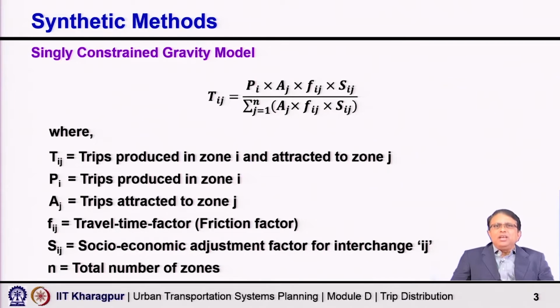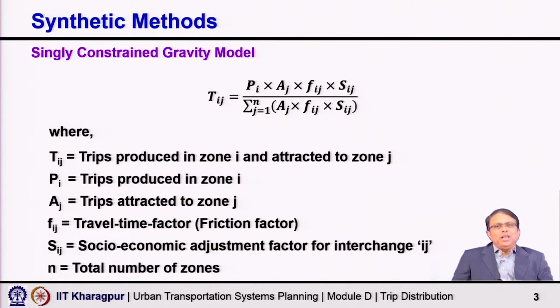P_i A_j F_ij divided by the sum over A_j F_ij. What is the sum over? The sum over all destination zones j, and if I have n number of zones, then j equals 1 to n, correct. So, now this formulation is clear. Why did we call it a singly constrained model? Because if you add T_ij summed over all j, this equation itself will give you P_i.